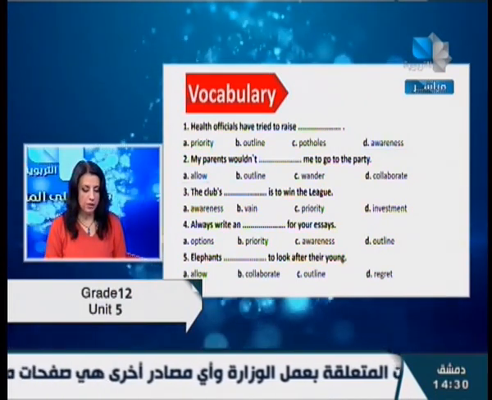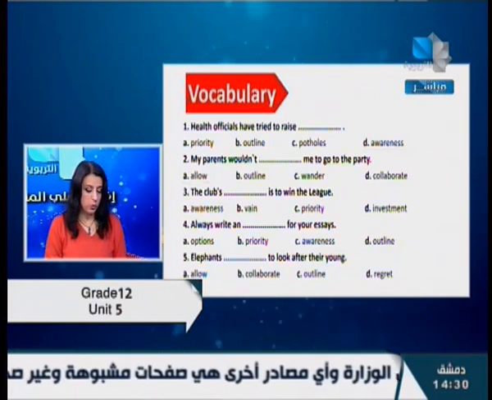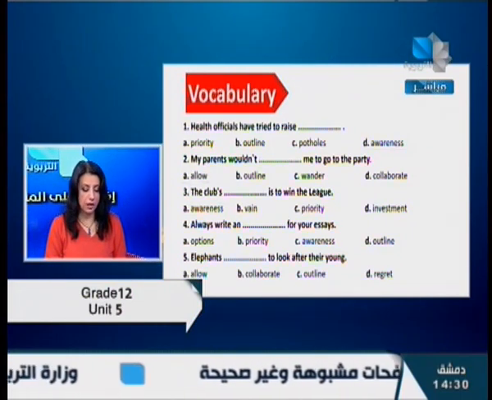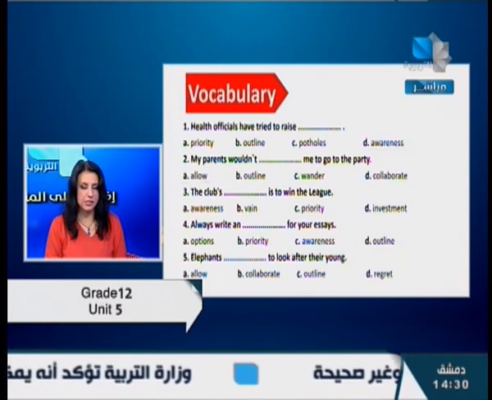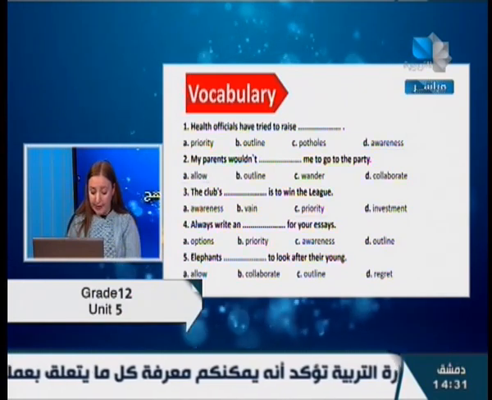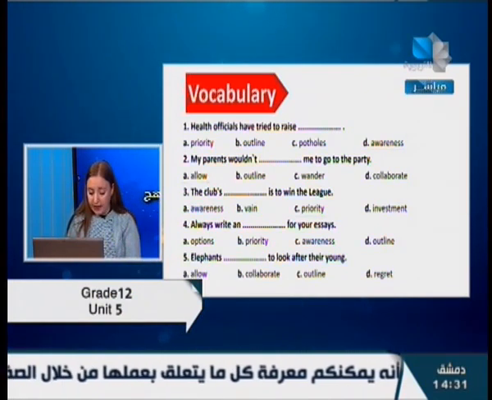Number 3, the club's priority is to win the league. The options are awareness, vein, priority, or investment. It's the club's priority. Priority, letter C, is to win the league.